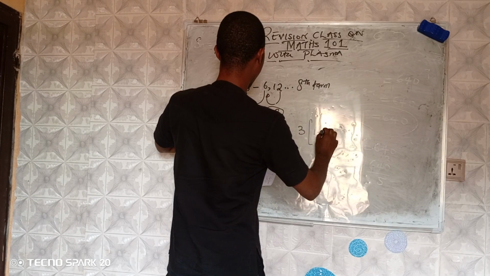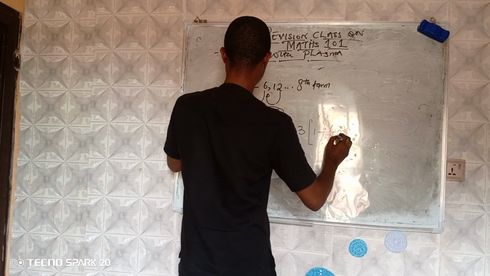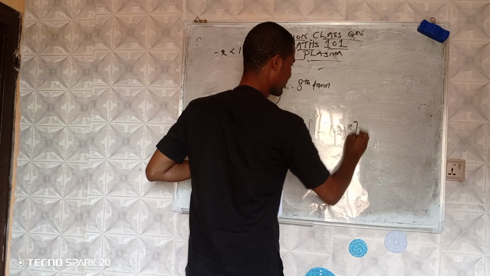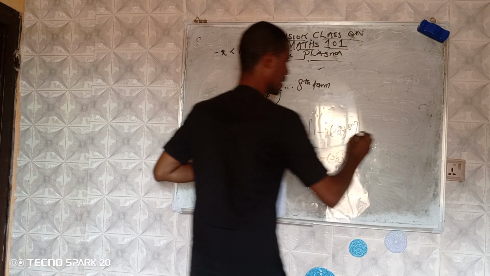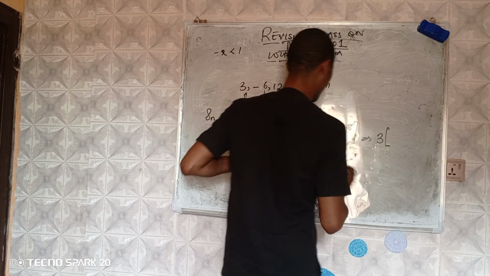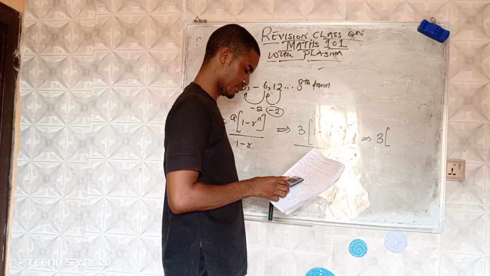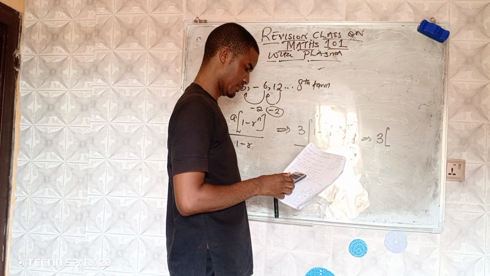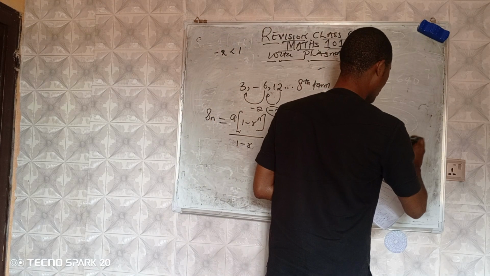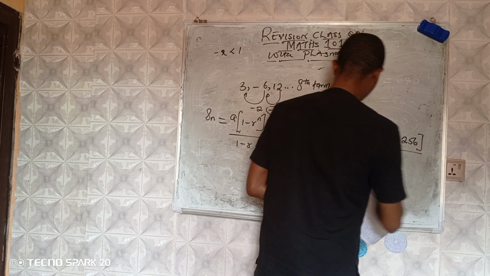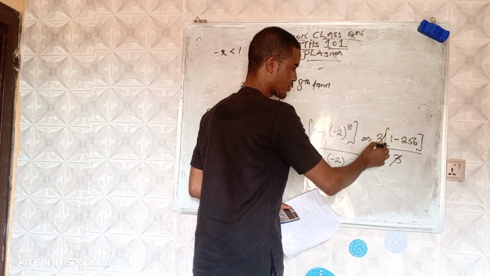1 minus, what is my r? Minus 2 raised to power n, 8 times 8, over 1 minus minus 2. And this will produce us 3 into minus 2 raised to power 8, 256. 1 minus 256 over 3. Do you agree to that? This will cancel out this.